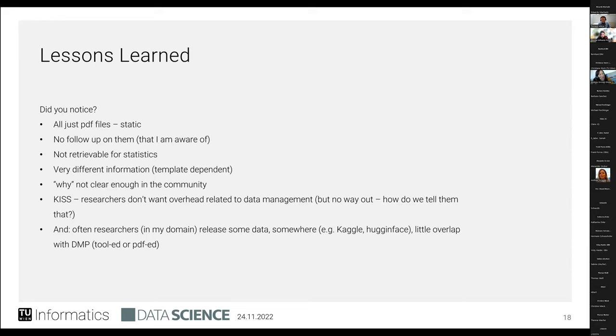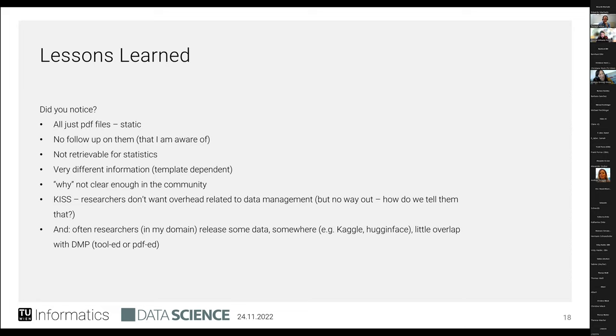Now, I rushed a little bit through the last project, but some of the lessons learned, and I don't know if you noticed, but all are just PDF files and they're static. I am not aware of any follow-up on these data management plans. Yes, we created them, they are there, but now what? And at least from my information status right now, I do not see how it is retrievable for statistics. The formats are so different that it takes actually a human to look at them and review them and extract that information into some kind of database which can be queried.